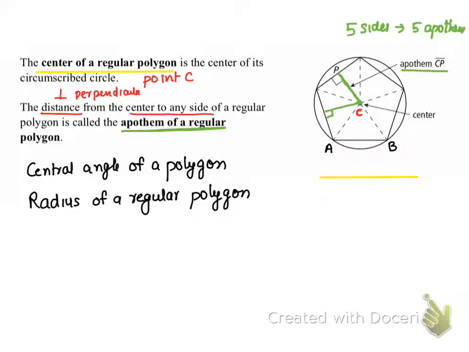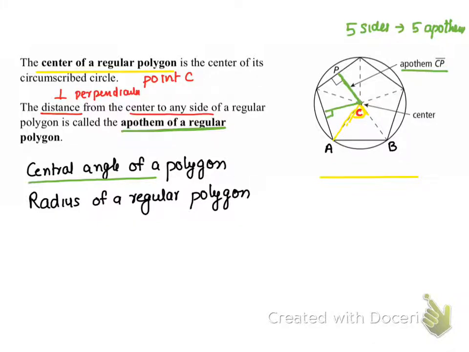Let's move to another definition that's called central angle of a polygon. That's the central angle of a polygon. In that case, this angle is going to be a central angle. It's formed by these two sides. Okay, let's move first to the radius part.